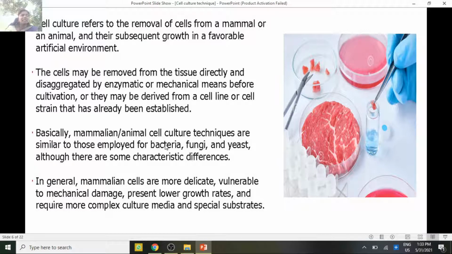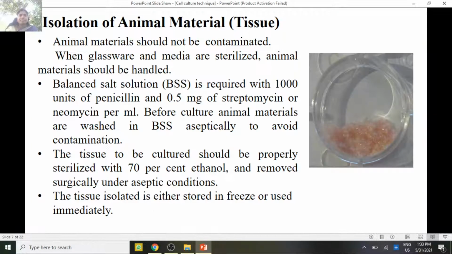Basically, mammalian animal cell culture techniques are similar to those employed for bacteria, fungi and yeast, although there are some characteristic differences. In general, mammalian cells are more delicate, that is, they are vulnerable to infections and mechanical damage, present a lower growth rate, and require more complex culture media and special substrate. This is the speciality about the mammalian cells which can be grown in vitro.